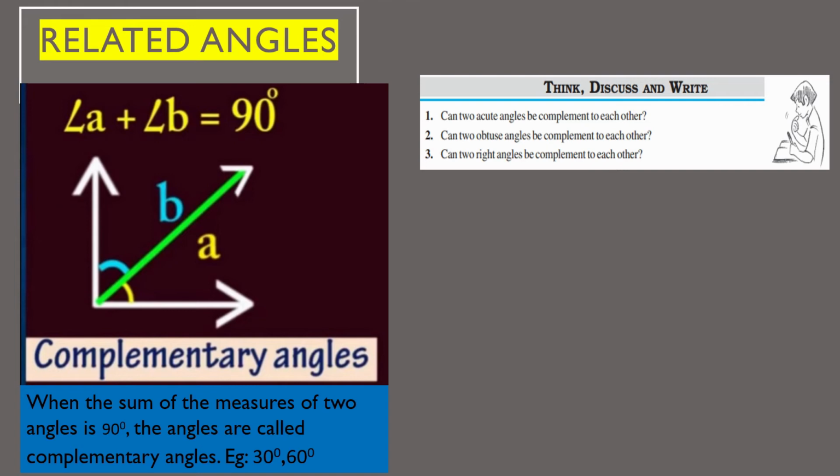Third question, can two right angles be complements of each other? No, it is also not possible because one angle itself is 90 degrees, so how can the sum of two right angles be equal to 90 degrees? It is not possible.